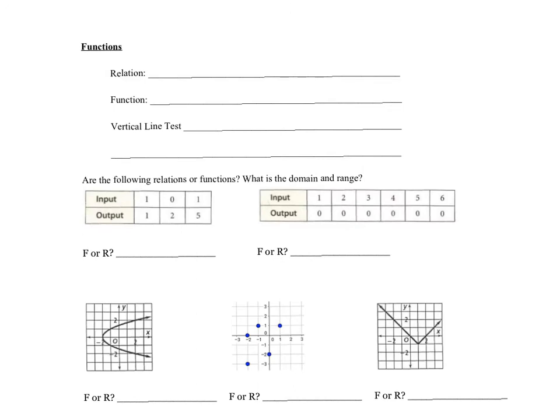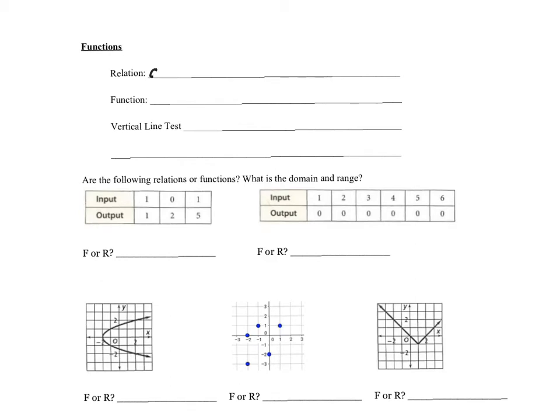Chapter 1 notes, functions. So today we're going to look at new vocab words. One is relation, another is a function, and we're going to learn about a test called the vertical line test, which helps us determine if a relation is a function. So first, the definition for a relation.